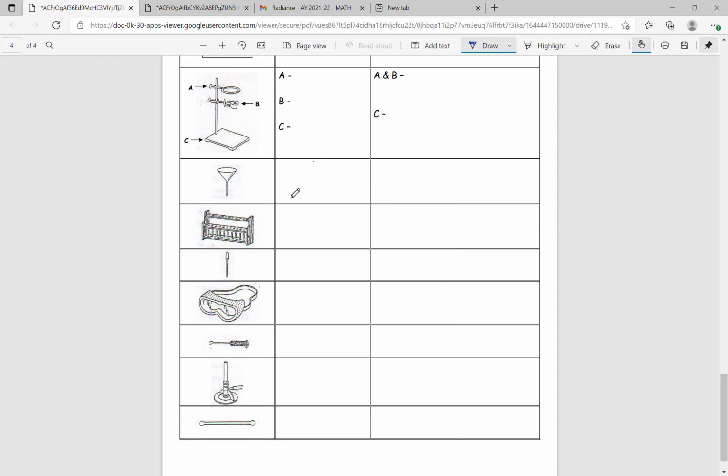So let's say we had the square root of x plus 1 equal to 2x minus 13.